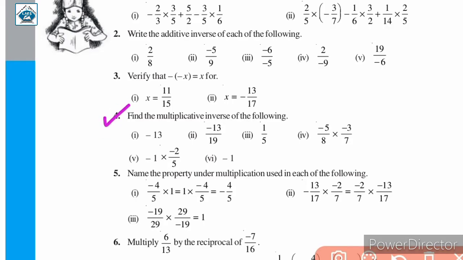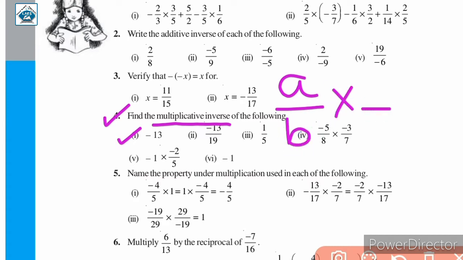Question number 4. Find the multiplicative inverse of the following. First, minus 13. We need to find the multiplicative inverse of these numbers. So multiplicative inverse, or as we call it, reciprocal, is such a number that when we multiply a by b with its reciprocal or multiplicative inverse, we get the answer equal to 1, right? So what is the reciprocal of a by b? It is b by a. That is, we will reverse the numerator and denominator.